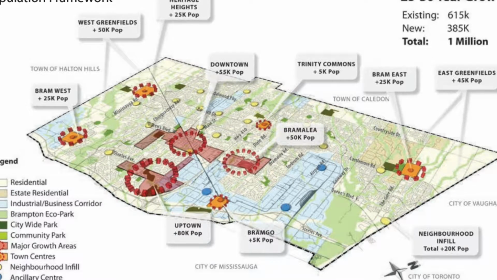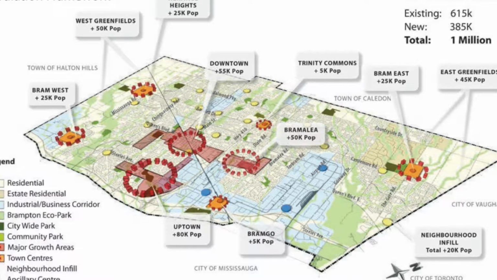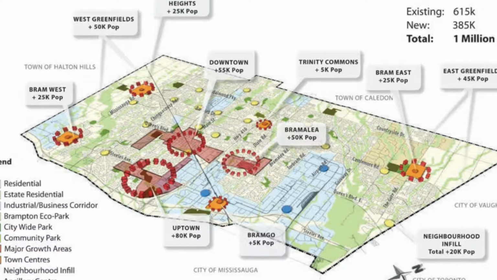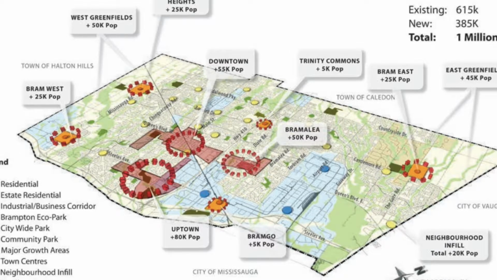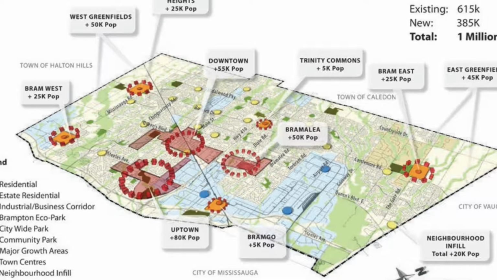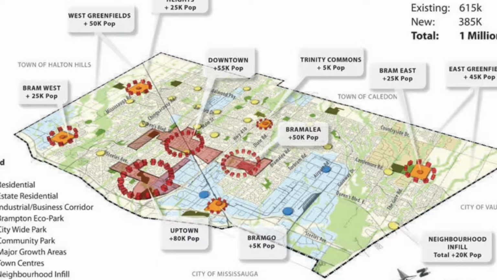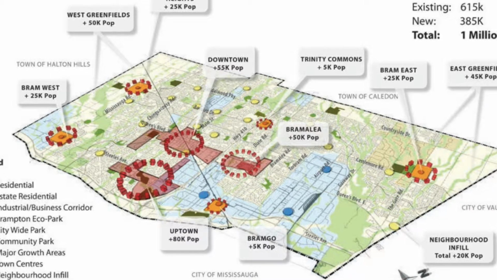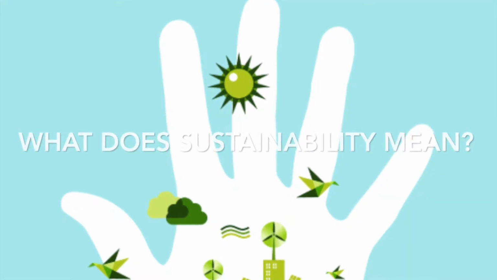As for Brampton in general, the population was 615,000 in 2016, and the population will go up by 385,000 by 2040. Furthermore, after 2040, the population will be 100,000 plus. This information was provided by the Brampton 2040 Vision Plan, which can be easily accessed on the City of Brampton website. What does sustainability mean in each unit?